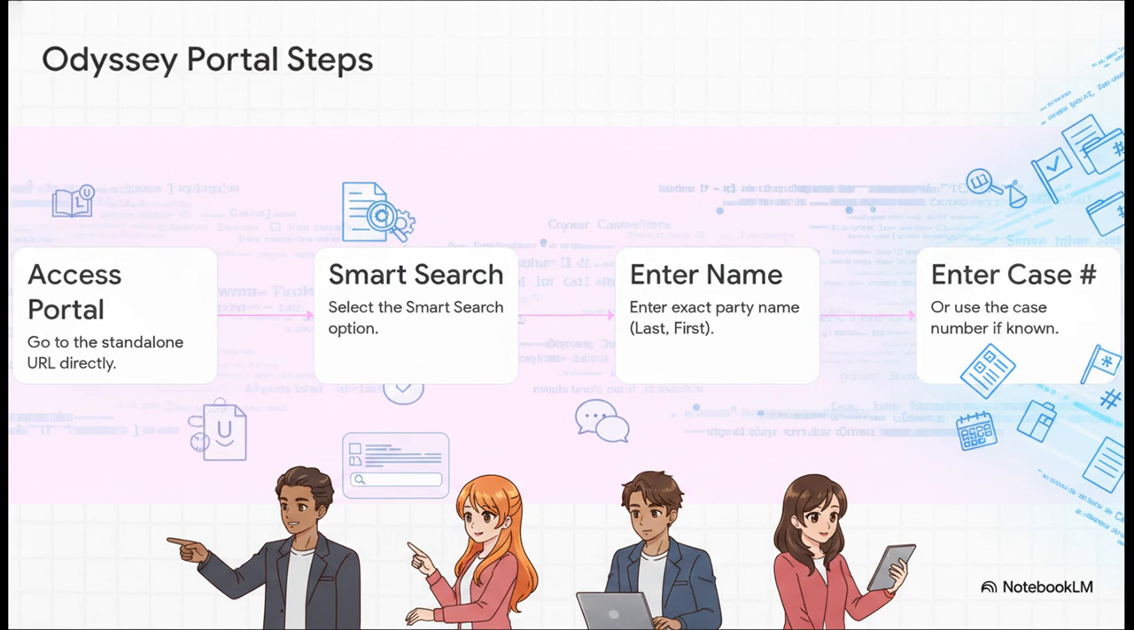From there, you just enter the party name. But remember, format it as last name, comma, first name. Alternatively, if you already know it, just plug in the specific case number. Following these steps pulls up dockets, hearing dates, and case statuses entirely for free.